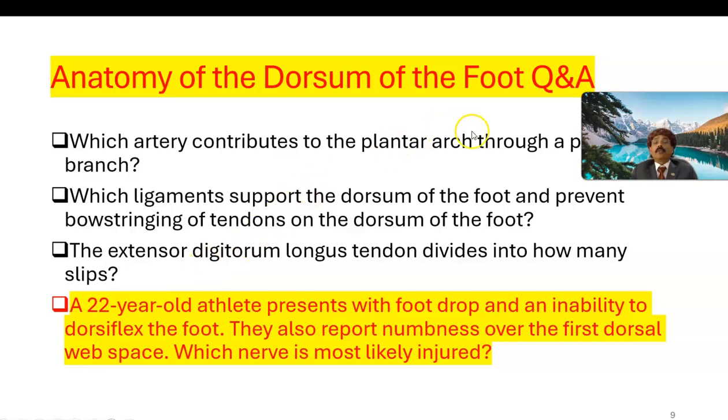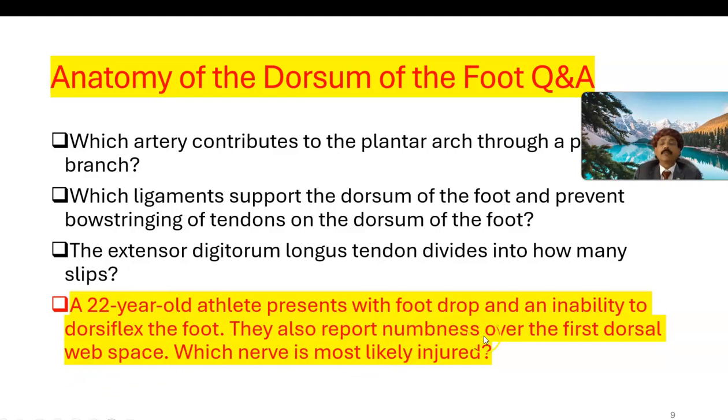Which artery contributes to the plantar arch through a perforating branch? That is the dorsalis pedis artery. Which ligament supports the dorsum of the foot and prevents bowstringing of the tendons? That is done by the extensor retinaculum, particularly the inferior extensor retinaculum, and also by the superior extensor retinaculum. The extensor digitorum longus tendon divides into how many slips? Four slips.